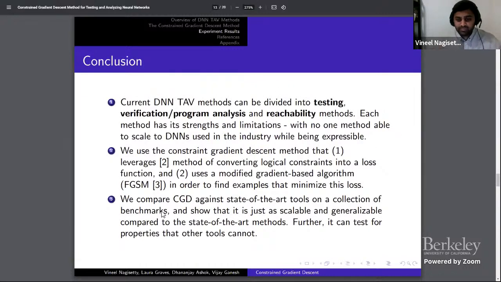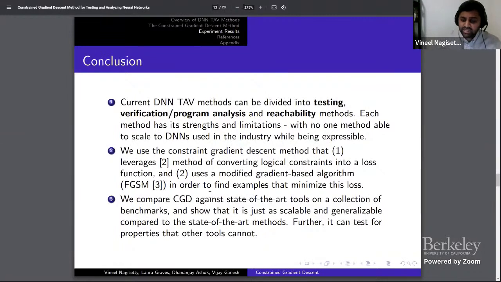So wanted to quickly conclude. So again, current DNN TAV methods can be divided into testing, verification, program analysis, and reachability methods. Each method has its strengths and limitations. And crucially, there is no one method that can scale well to the DNNs used in industry while being expressible for different properties. So we use this constraint gradient descent method that leverages the method of converting logical constraints into loss and use a modified gradient-based algorithm in order to find examples that minimize this loss.